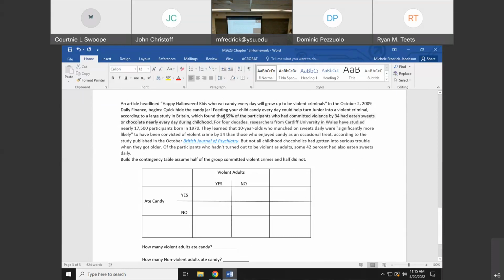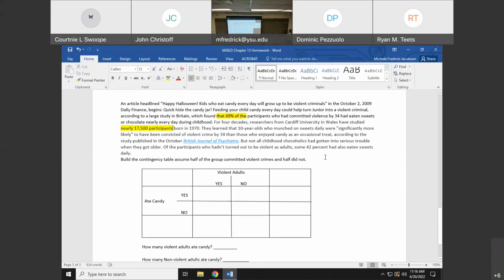So this is, I just like to highlight where certain things are, it's easier to find. For 4 decades, researchers from Cardiff University in Wales have studied nearly 17,500 participants. They learned that 10-year-olds who munched on sweets daily were significantly more likely to have committed a violent crime by 34 than those who had an occasional treat.